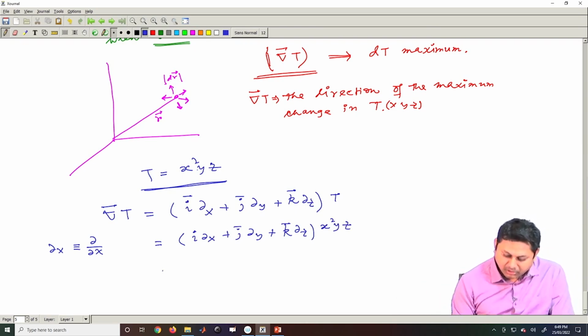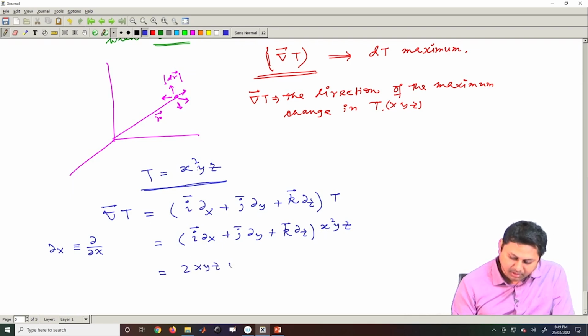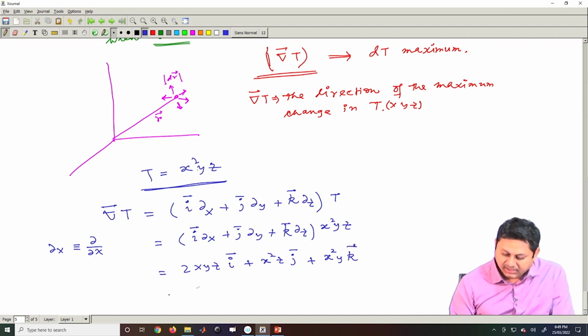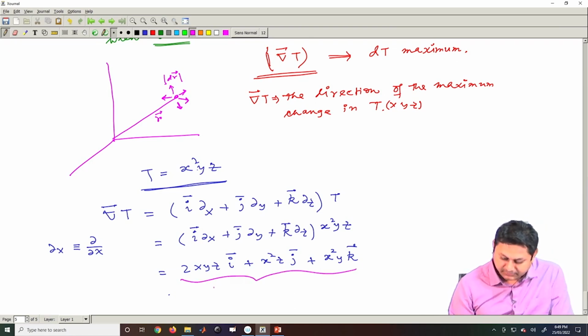Fine. Now, let me figure out what the result is. First is the partial derivative with respect to x. So, the first term will be simply 2 x y z i unit vector, plus x square z j, plus x square y k. So, I am having a vector field. So, whatever I am getting here is a vector field, right.